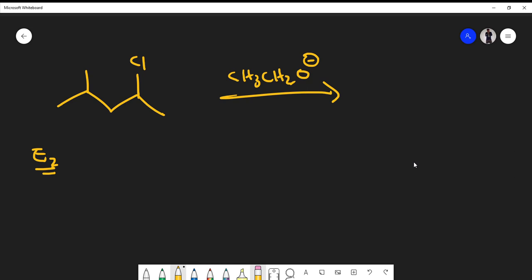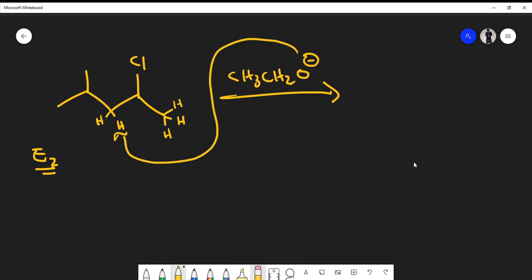Now remember that the base takes off the hydrogen adjacent to the leaving group. We have these hydrogens, and if we did that, this would give a Hofmann product, and certainly that would be a product. But we're always looking for the most stable product, so in this case, we're looking at the Zaitsev product: the base takes off the hydrogen, forms a double bond, and displaces the chlorine. So essentially our product should be that molecule.